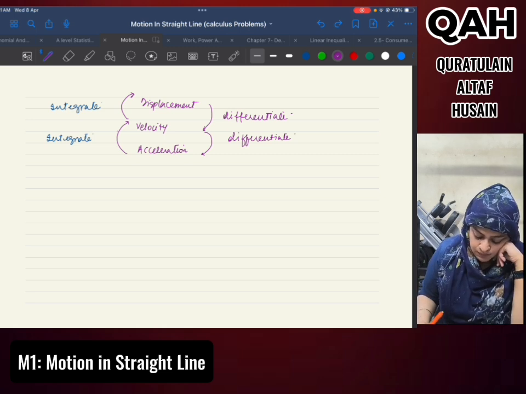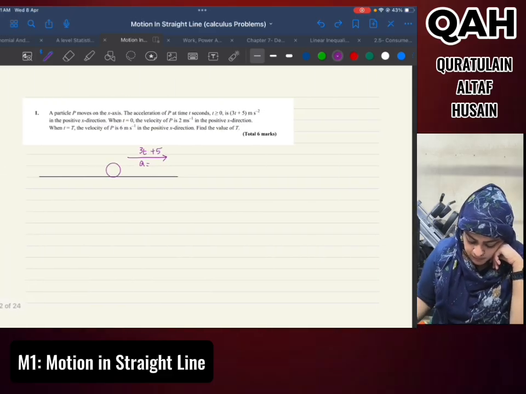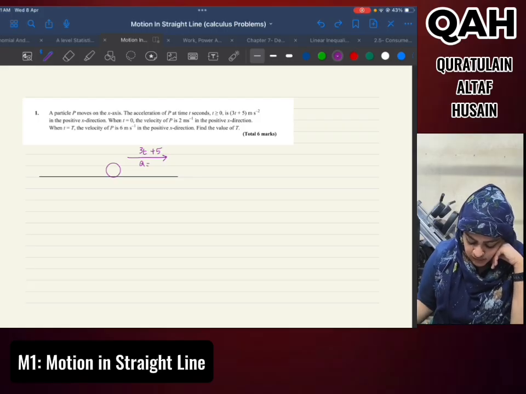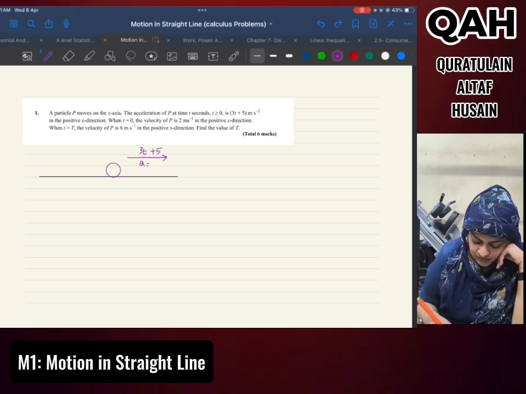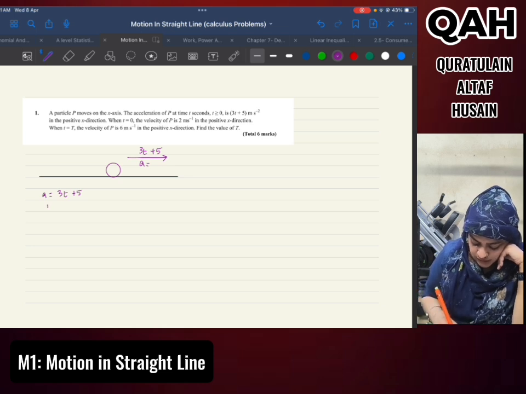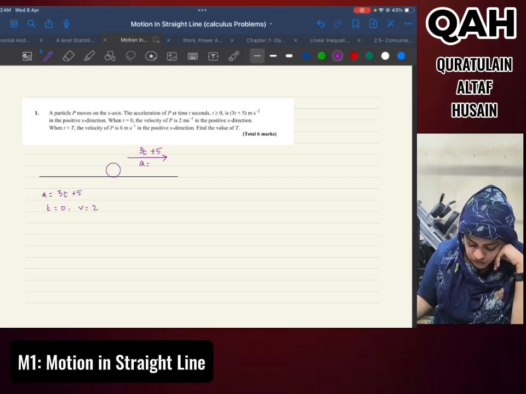So let's start with a simple question. By the way, these are questions from the past papers. A particle P moves on the x-axis. Acceleration of P at a time t seconds, t greater than or equal to 0, is given by this equation: 3t plus 5, and the particle is moving in the positive direction. When t is equal to 0, velocity of P is 2 in the positive direction. When t is equal to capital T, velocity of P is 6 meters per second in the positive direction. Find the value of T.